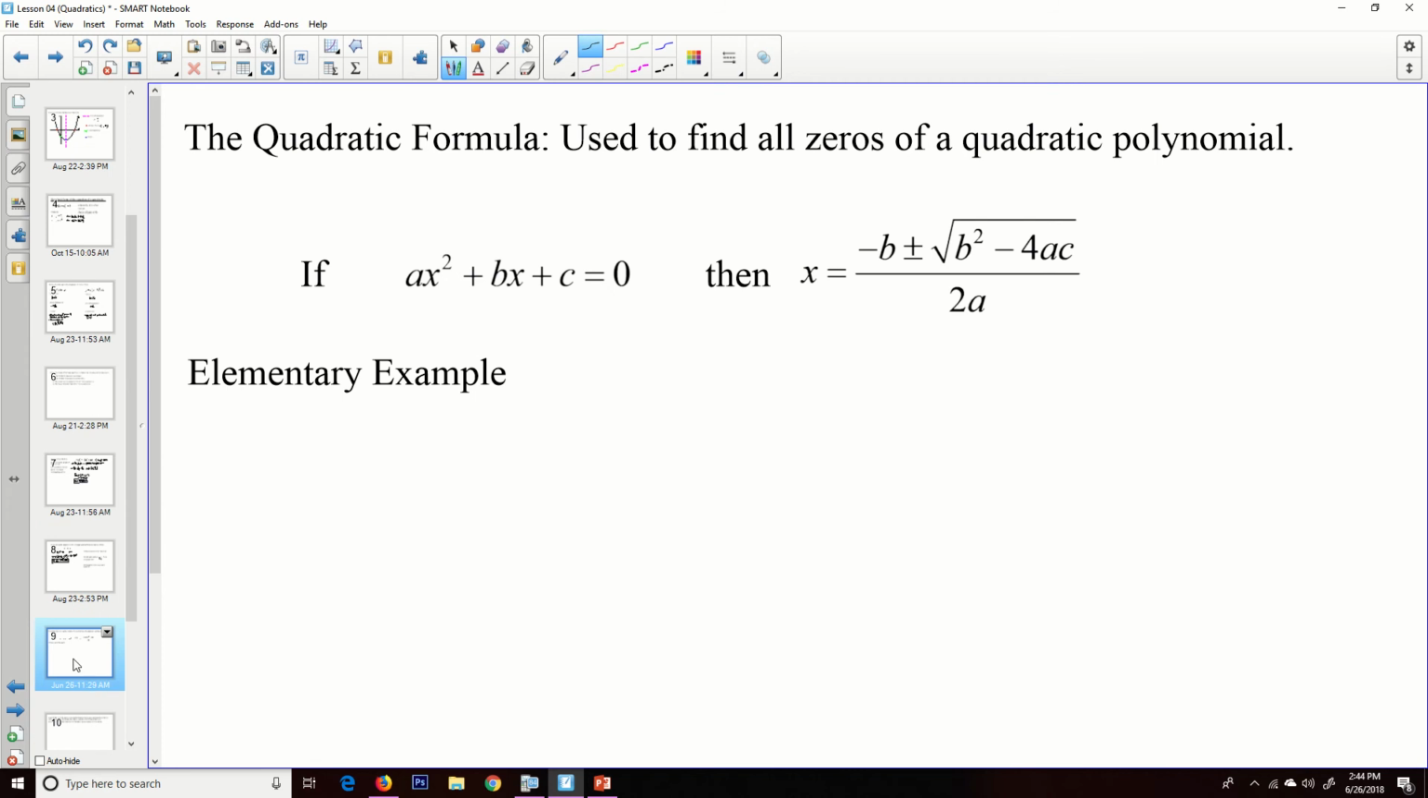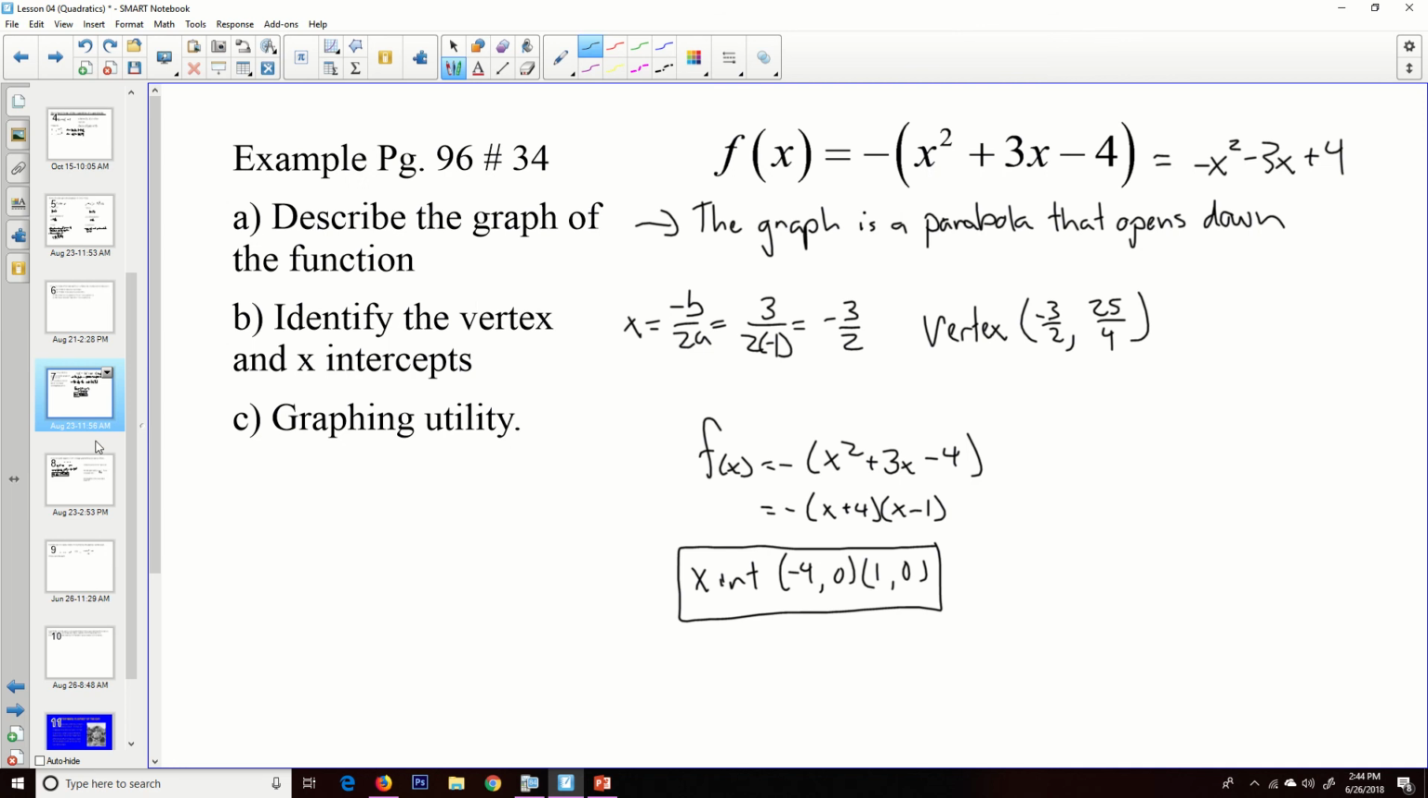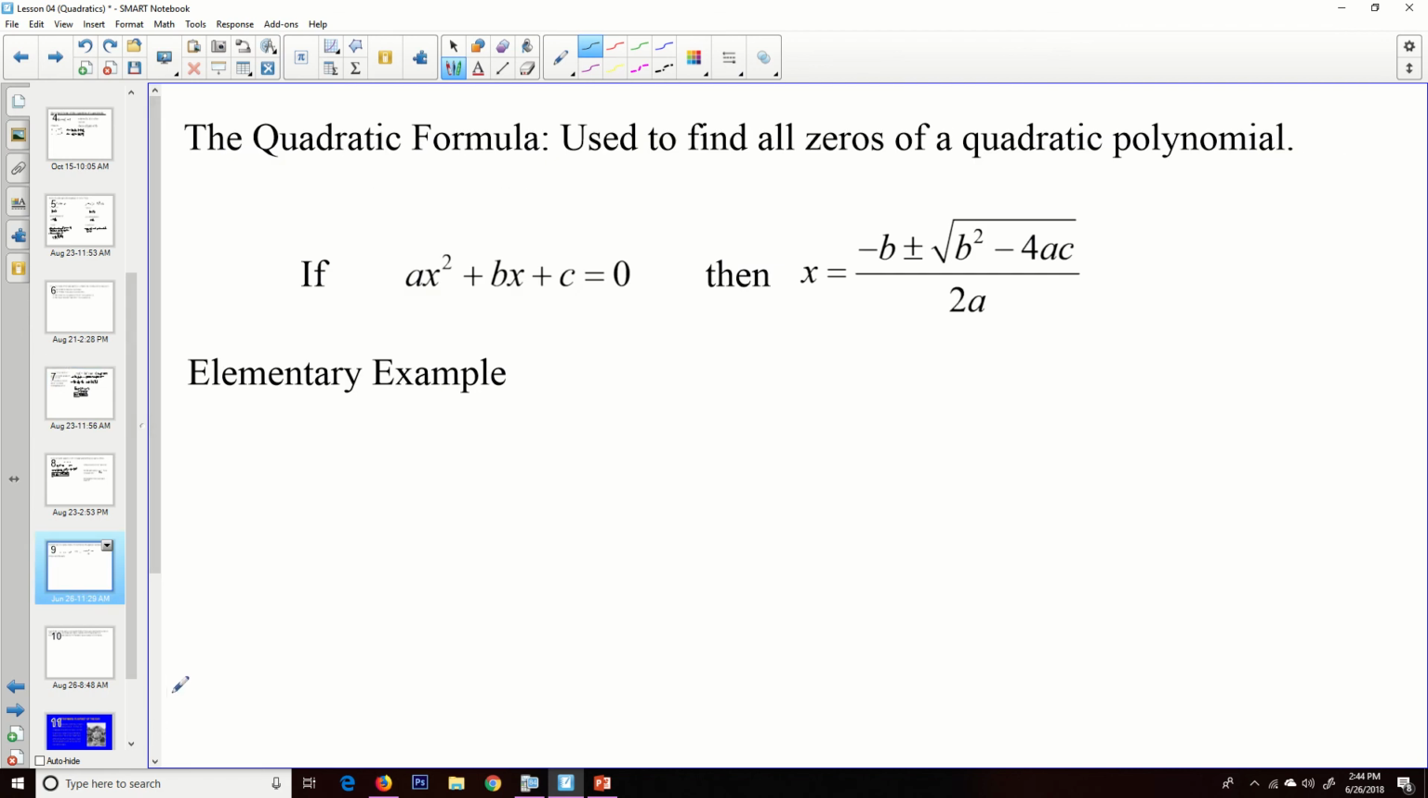All right, so I think this is one of the last things. We're on our last review things, the quadratic formula. You can use the quadratic formula to find all of the zeros of a quadratic polynomial. In this one back here, I did use factoring, and usually, just as a rule of thumb, I say if the a value is 1, try and factor it real quick. But as soon as the a value becomes something other than 1, we're going to use the quadratic formula.